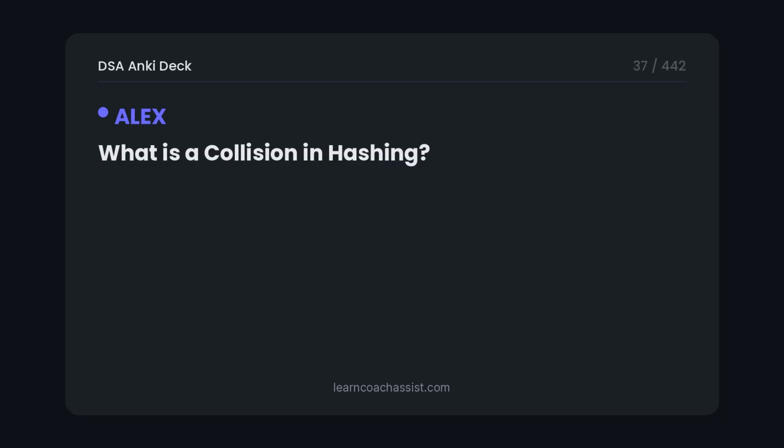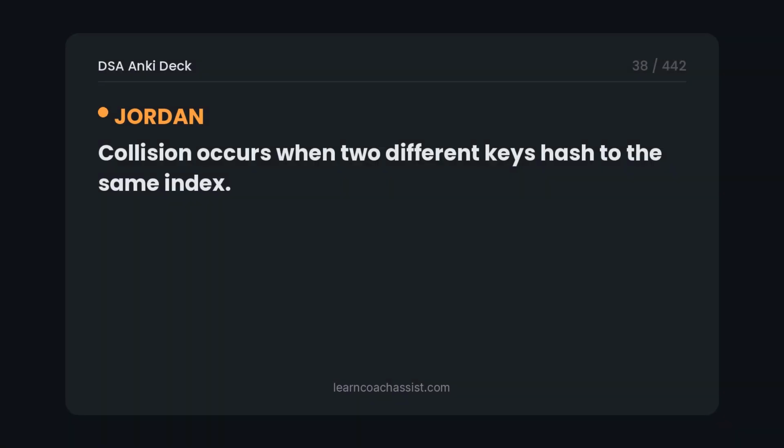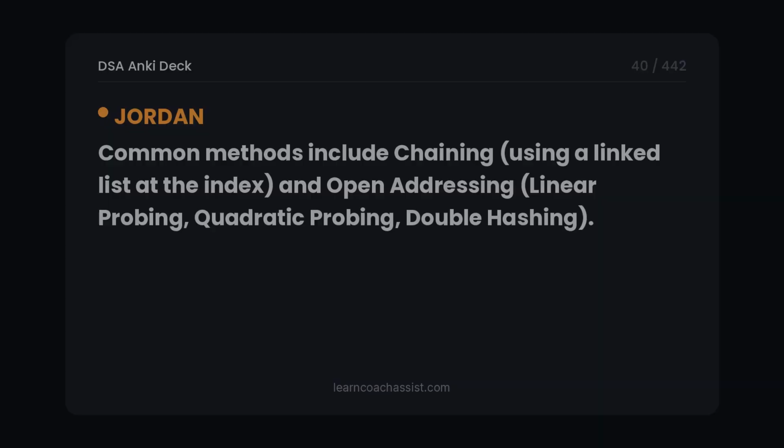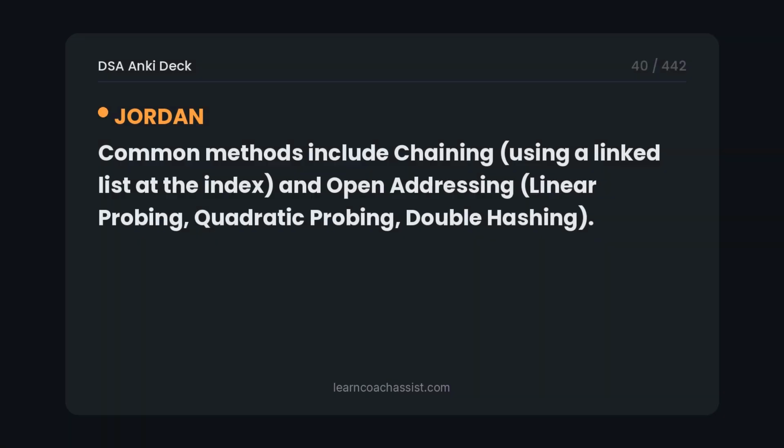What is a collision in hashing? Collision occurs when two different keys hash to the same index. How can collisions be resolved in hashing? Common methods include chaining, using a linked list at the index, and open addressing: linear probing, quadratic probing, double hashing.